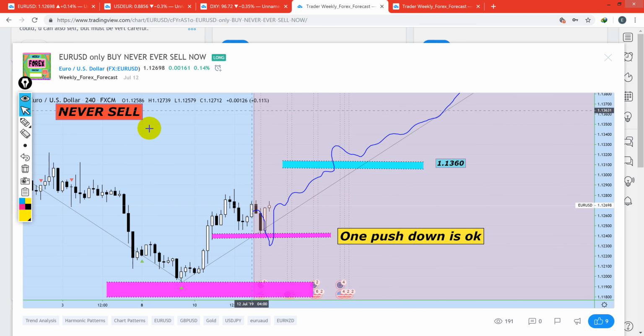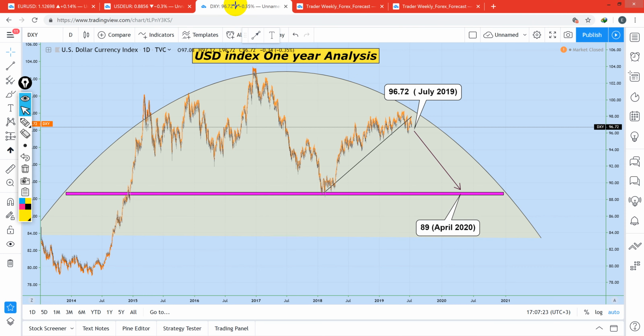You can see I have a never sell in euro dollar right now, only a buy. All the sell signals you're going to get in the euro dollar are going to be corrective trades. I'm going to give you a secret now. After you master the dollar index, you're going to be professional in this euro dollar. So let's see the bigger picture.